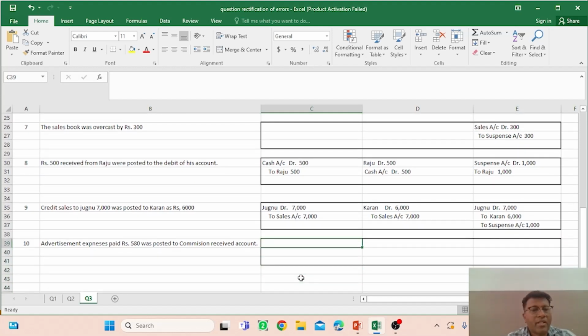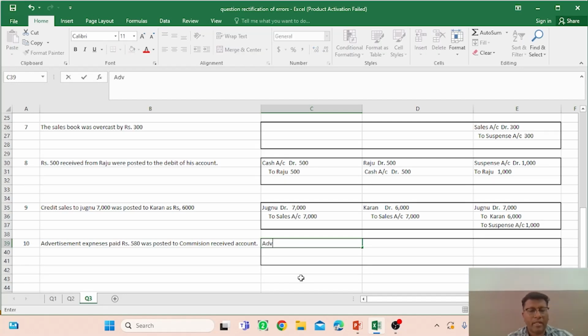And now the last transaction in this question is that advertisement expenses paid rupees 580. So you are making the payment towards expenses in the name of the advertisement. You should have posted this entry in the form that advertisement expenses account debit to cash account by rupees 580. But as you see, it was posted to commission received account. Another type of mistake you are observing on the screen is that the particular expense was treated as income, right? So you have to make the correct entry first, and what should it be?